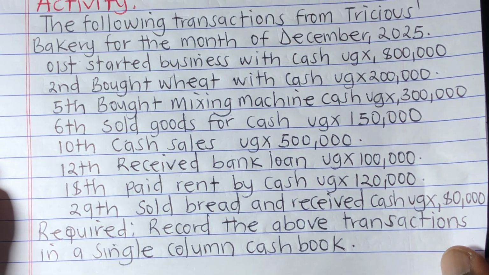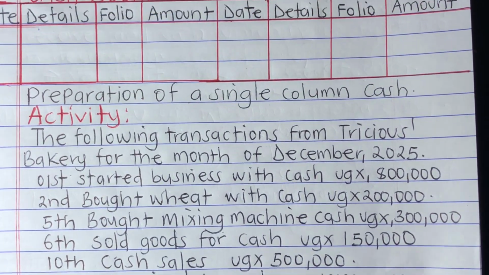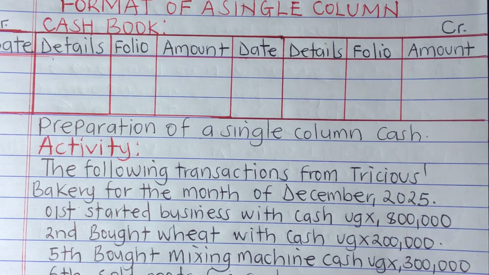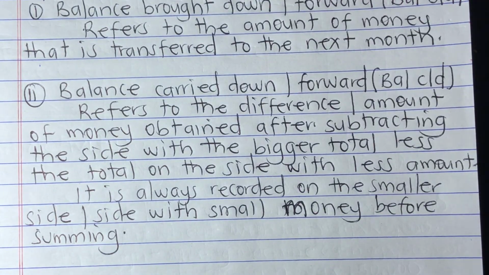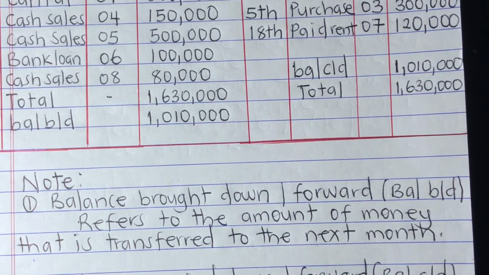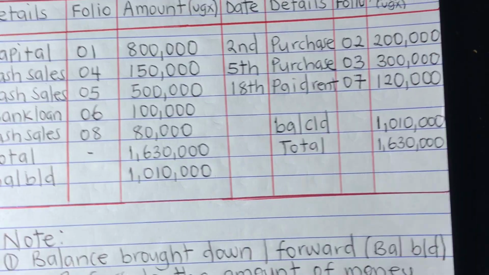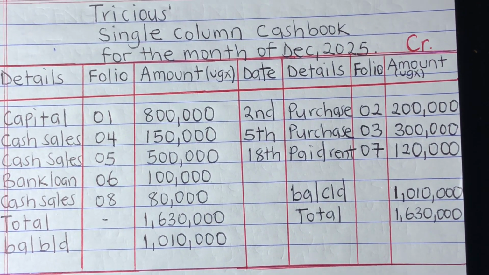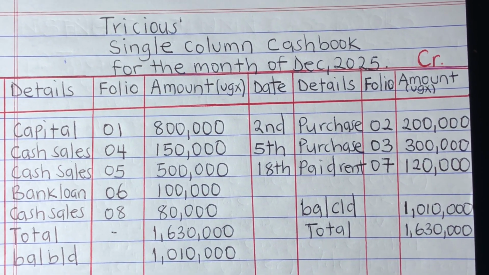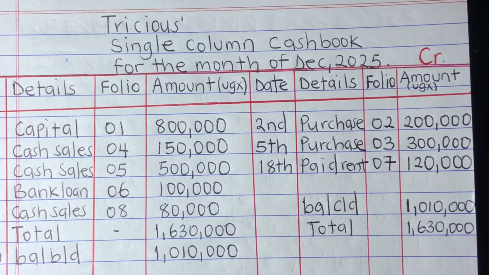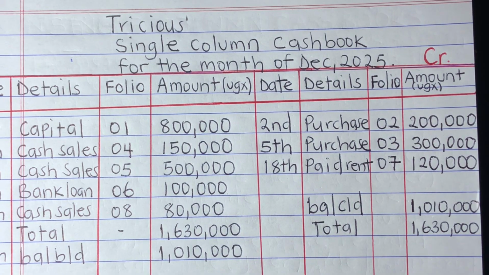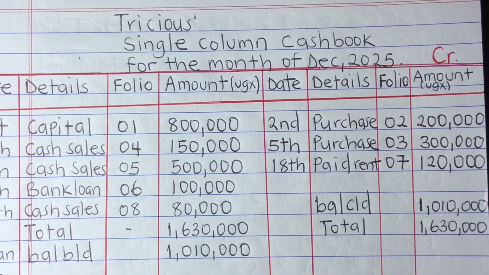So we are done recording. So we are only left with balancing them out. So these are our recorded transactions. So we want to balance them out. Now in the balancing part, I'm going to show you here how to balance.